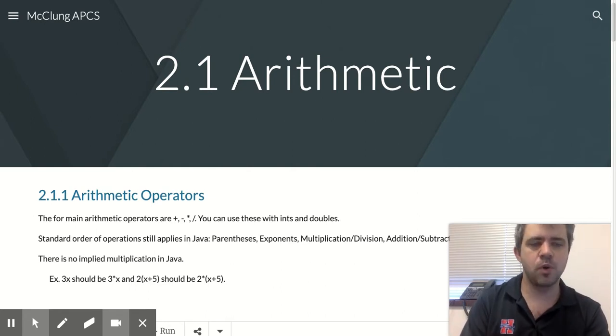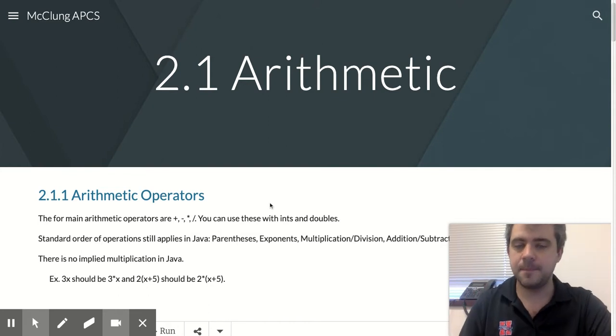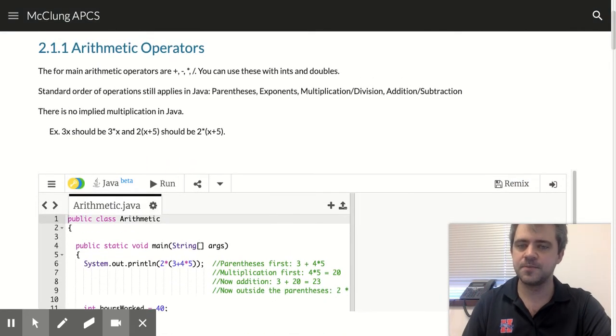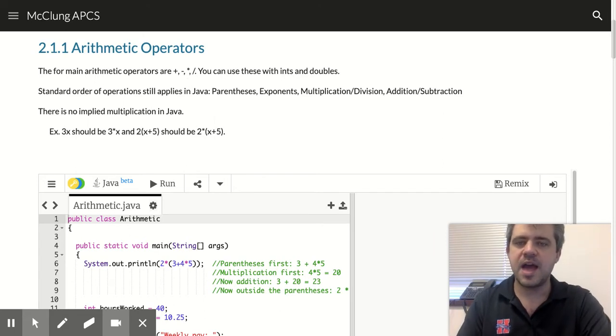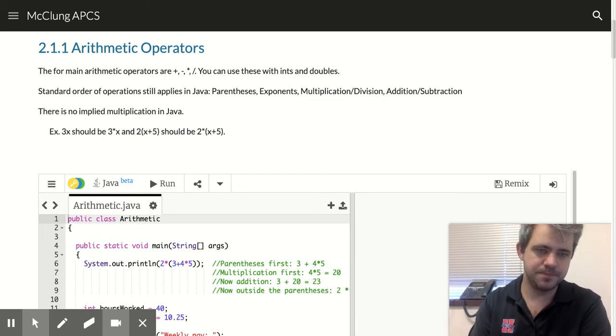So one of the most important things that we can learn how to do with a computer is use it to do arithmetic, okay? These mathematical operations. So the four main operators: plus, minus, the star is multiplication. Hopefully you've seen that before. And then that forward slash we use for division. And we can do arithmetic on ints and doubles, okay?